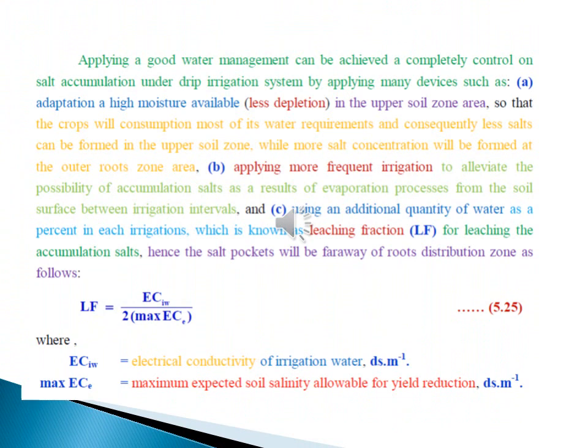By applying good water management, complete control of salt accumulation under a drip irrigation system can be achieved through maneuvers such as maintaining high available moisture, less depletion in the upper soil zone, applying more frequent irrigation to reduce the possibility of salt accumulation as a result of evaporation from the soil surface between irrigation intervals, and using an additional quantity of water as a percent of each irrigation, which is known as the leaching fraction, LF, for leaching the accumulated salt. Hence, the salt pocket will be far away from the distribution zone, as shown in the enclosed equation.